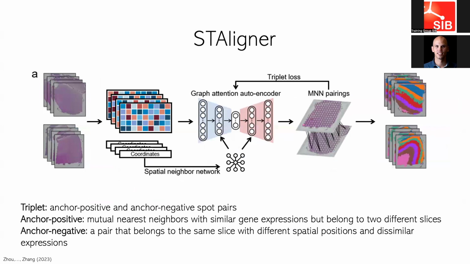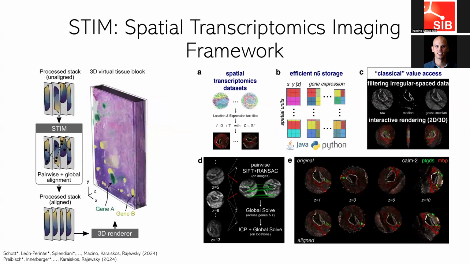You can skip ST aligner. It's a very similar approach. People are trying to build frameworks around this, to build 3D. So this is one from Nikolaus Rajewsky's lab, where they take different sections of a tissue block and try to align them with their own method. It's called STIM. STIM says, if I have two sections over here, I can look at one gene in the two sections. That gives you an image, sort of. You can render the gene expression as an image.